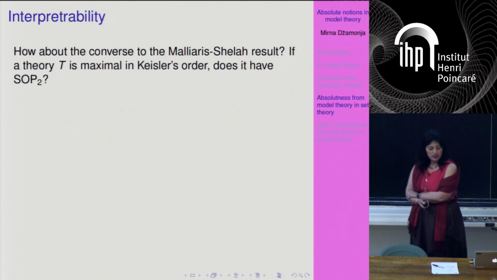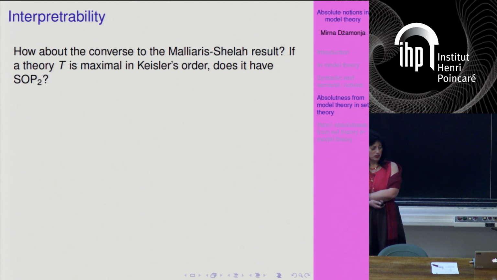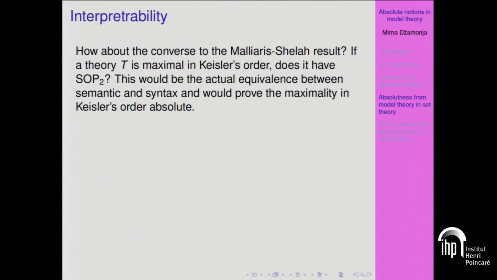So if a theory T is maximal in Keisler's order, does it imply immediately that the theory has SOP2? This would actually give us an equivalence between a semantic and a syntactic notion, and would prove the maximality in Keisler's order absolute. So the conjecture is that this is true, but the question is open.